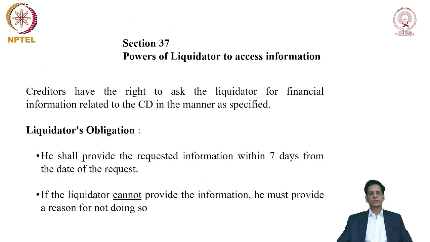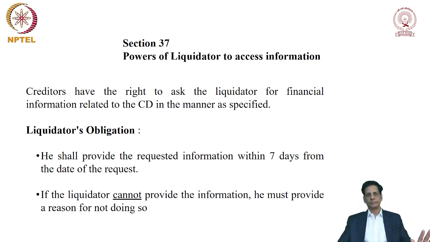Also, the second part of Section 37 says that the right to information is not only of the liquidator. Even the creditors have a right to information. Therefore, they can also seek information from the liquidator, and in that case there are primarily two obligations on the liquidator. Number one, he shall provide the requested information within 7 days from the date of request. And if he cannot provide the requested information, then he must provide a reason as to why he is not able to give the information to the creditor.